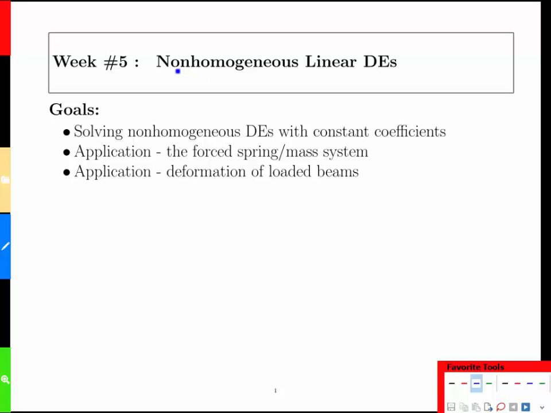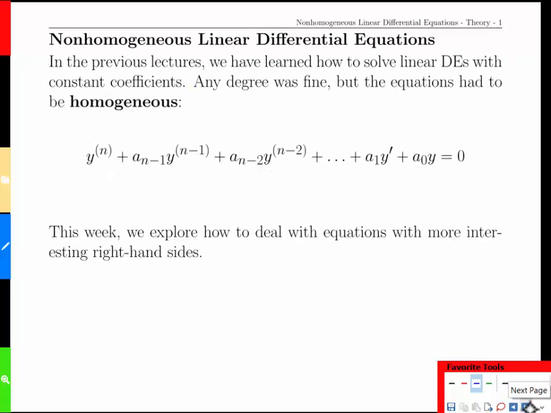Welcome to week 5, and this week we're going to be looking at specifically a class of differential equations we have not covered yet, and that's the non-homogeneous class. We're also going to look at some applications of that in practice. So far, what have we looked at?